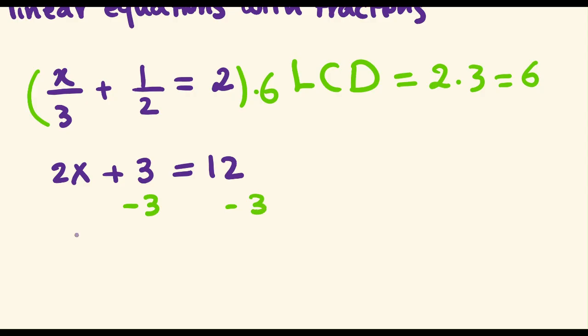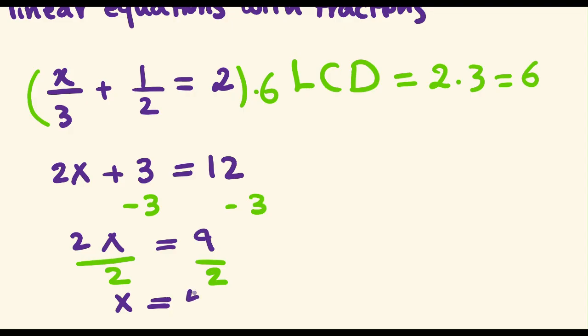Then we have 2x equals 9, and for the next step we can divide both sides by the coefficient of x, which is 2, and x equals 9/2, or 4.5. Again, you can check if 4.5 is the correct answer by plugging 4.5 in instead of x, and checking if it equals 2 or not.